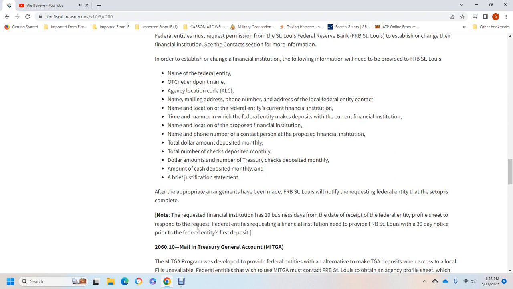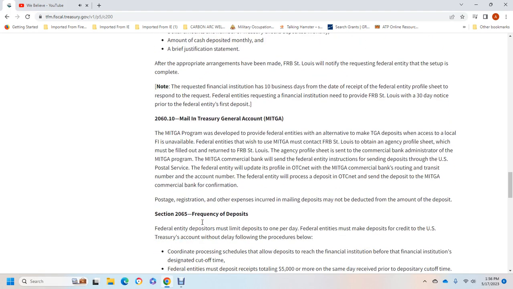Federal entities requesting a financial institution need to provide Federal Reserve Bank of St. Louis with 30-day notice prior to the federal entity's first deposit. Section 2060.10: Mail-in Treasury General Account.